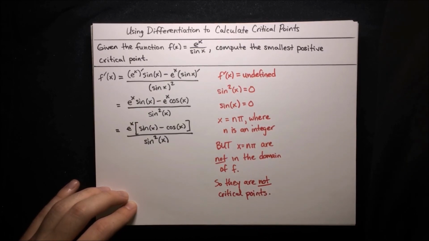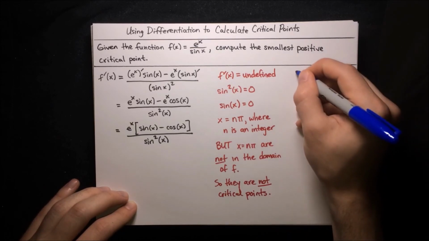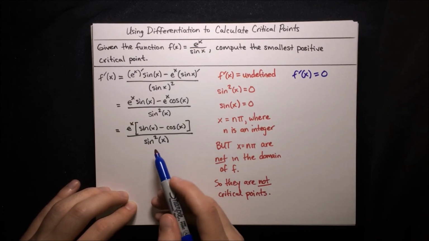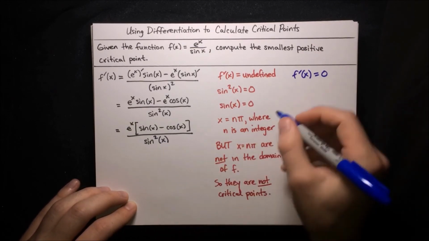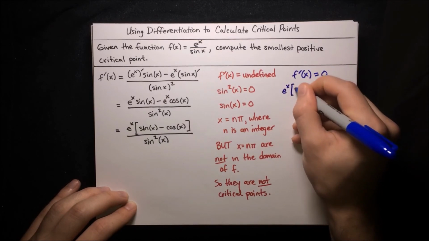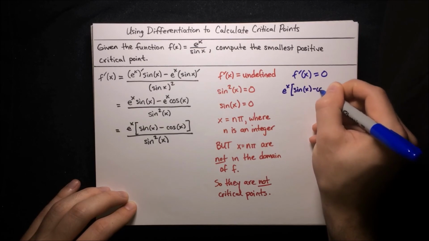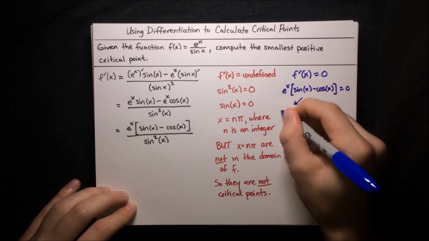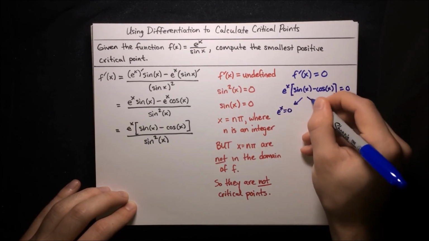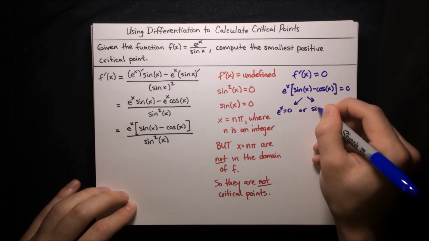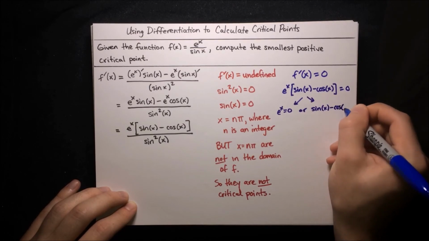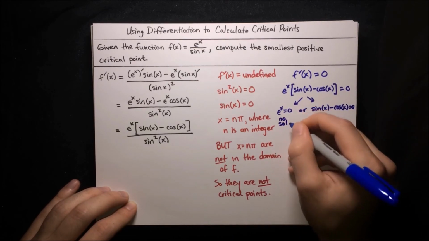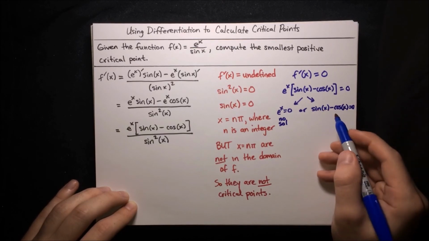Okay, so no critical points there, but the other thing to check is, are there any critical points arising from the derivative being equal to 0? Well, if the derivative is equal to 0, then the numerator has to be equal to 0. So let's write that in. e to the x times sine of x minus cosine of x would have to be equal to 0. So that would mean either e to the x equals 0, or the other factor, sine of x minus cosine of x equals 0. But e to the x equals 0 has no solution because e to the x is always positive. So we focus on this equation here for solutions.